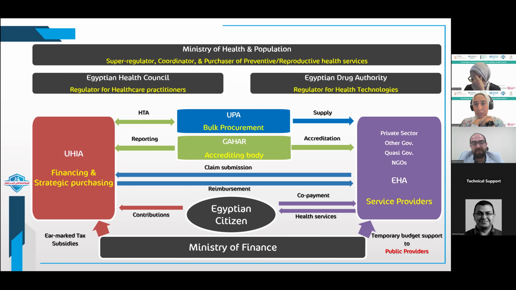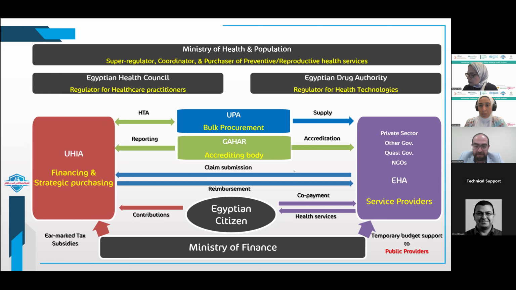And of course, we have the Ministry of Health as the super regulator and the coordinating body between all of the entities in the healthcare system, as well as retaining its function as the strategic purchaser for public health services, preventive care, and reproductive health services as well.